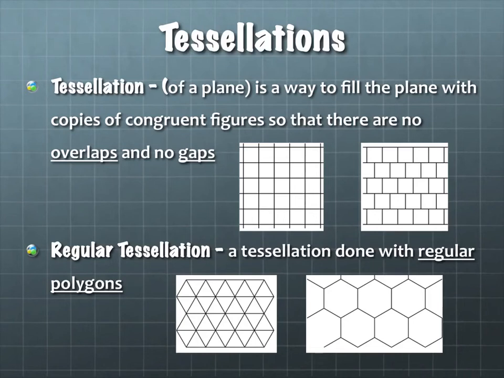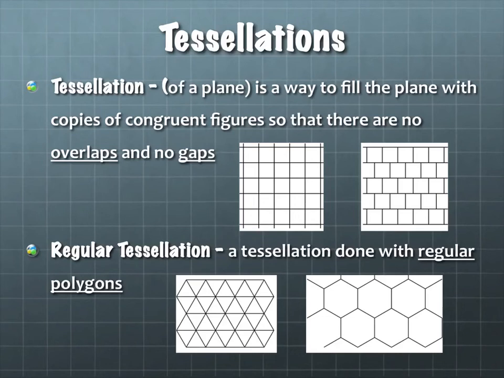Tessellations, another way of thinking of them is like tilings. So you've seen tile everywhere. Brick is a form of tiling. Anytime you see tile on the ground that you're walking on, that's a form of tiling. So a tessellation of a plane is a way to fill up the plane with copies of congruent figures so that there are no overlaps or gaps.